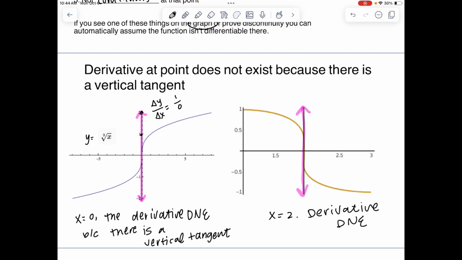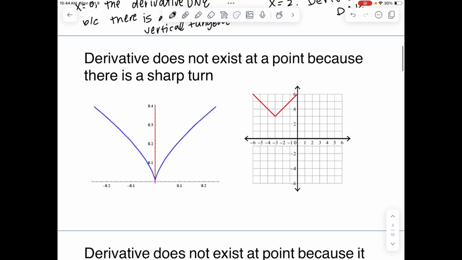So our next example, graphically, is if there is a sharp point. So if you look here at this graph right here, there's a sharp point at x equals 0. And so the derivative doesn't exist there. And if you want to think about it with what we know about derivatives, what we've learned about derivatives so far is it is the limit of the average rate of change.